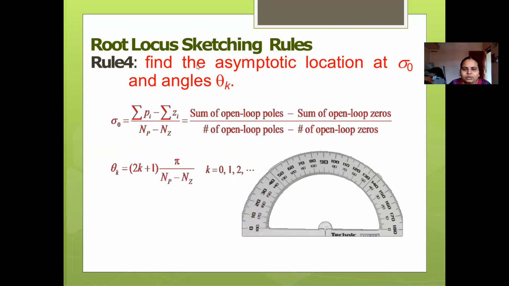After this, the fourth rule is finding the asymptotic location sigma naught and an angle theta k, where sigma naught is the sum of open loop poles minus the sum of open loop zeros, divided by the number of open loop poles minus the number of open loop zeros. This you have to do. Then theta k is the angle location where our root locus exists, that will give the information, that is theta k equals (2k plus 1) pi divided by (np minus nz), where k is 0 to 2. It depends.